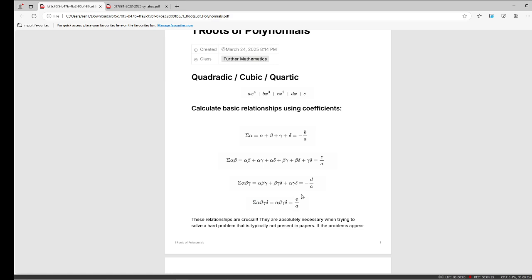Now I'm going to tell you each of these verbally. The sum of alpha means that we're going to sum up all our roots. So alpha plus beta plus gamma plus delta equals negative b by a, which is basically the negative of the coefficient of the second highest degree divided by the coefficient of the highest degree. This is applicable to quadratics, cubics and quartics.